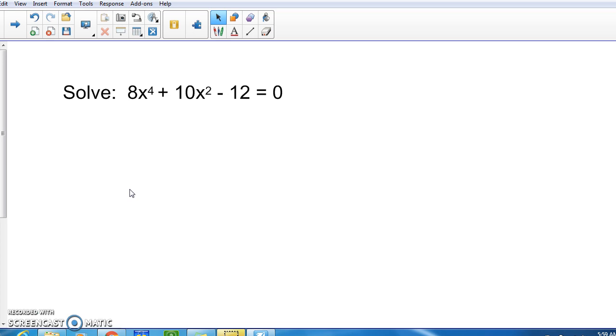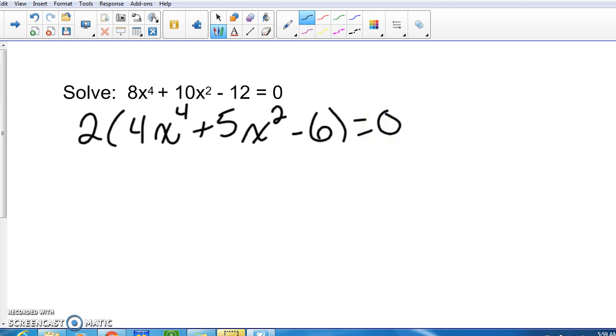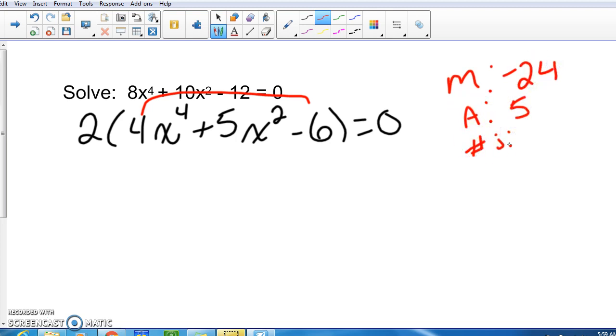Okay, with something like this, the first thing I would do, like we always check, is see if there's a GCF. This one does have a GCF. So the first thing I would do is factor out the GCF. Okay, at that point, this is the trinomials that we're used to solving. So we're saying two things. We're trying to multiply to negative 24. We're trying to add to 5. And what are those numbers? Okay, those numbers are 8 and negative 3.